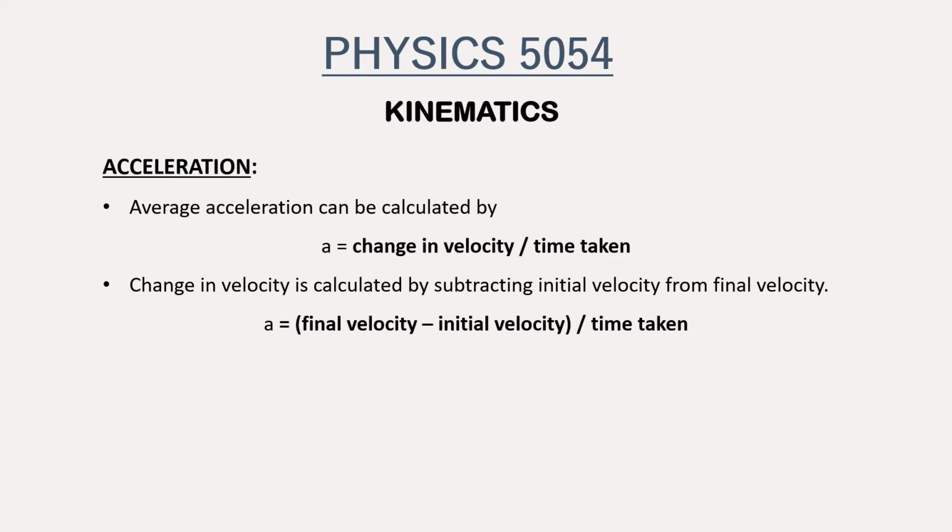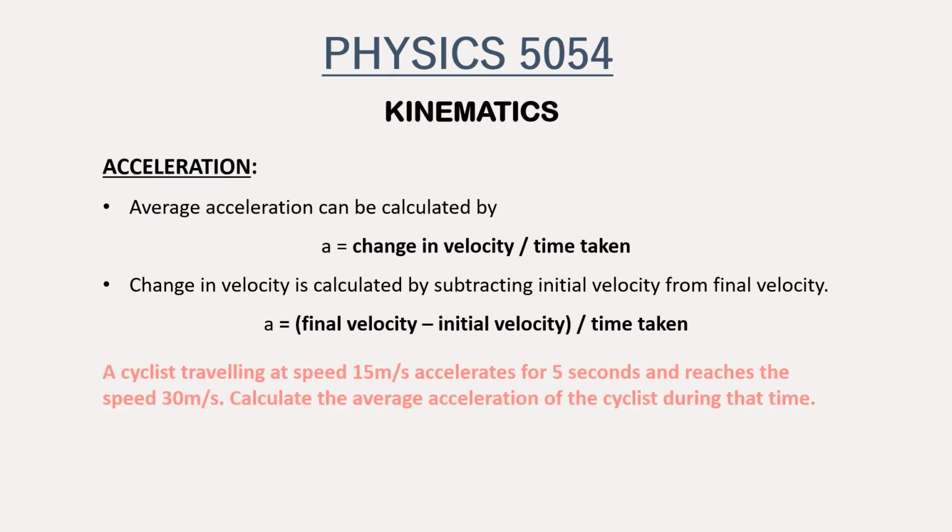Let's solve a quick question for this so we can know that we have aced our acceleration topic. A cyclist traveling at a speed of 15 meter per second accelerates for 5 seconds and reaches the speed of 30 meter per second. Calculate the average acceleration of the cyclist during that time. If you want, you can pause the video here and try to work this out by yourself before seeing the solution, if you cannot do it, or if you have done it, to make sure you have got the right answer.